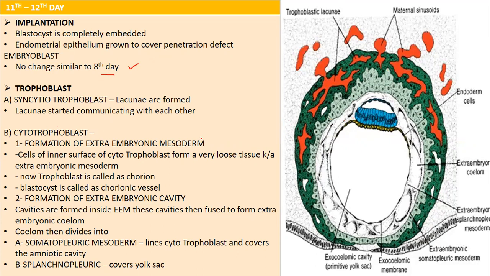The inner cells of the cytotrophoblast form a loose tissue, and it is known as extraembryonic mesoderm. The trophoblast then starts forming the chorion, and we have chorionic vessels. Then we have the extraembryonic coelomic cavity, which then differentiates into the somatopleuric cavity and the splanchnopleuric cavity. So these are the things which we need to remember.